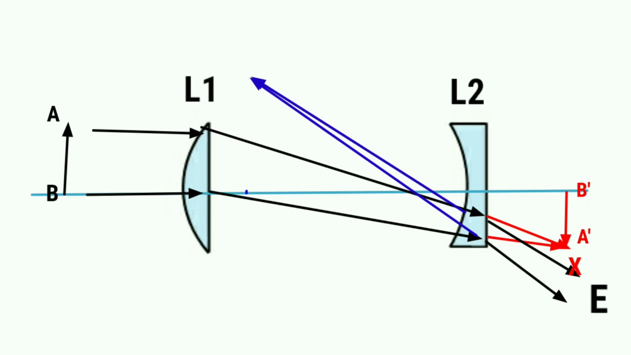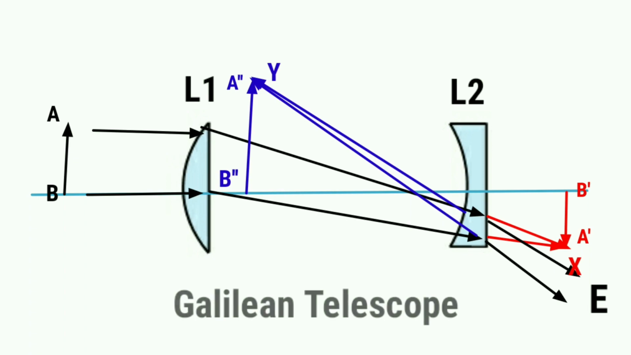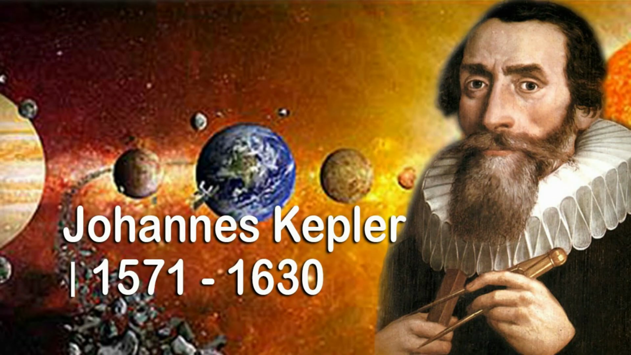Using this telescope, Galileo observed the phases of Venus, craters of the Moon, and the four natural satellites of Jupiter known as the Galilean satellites.